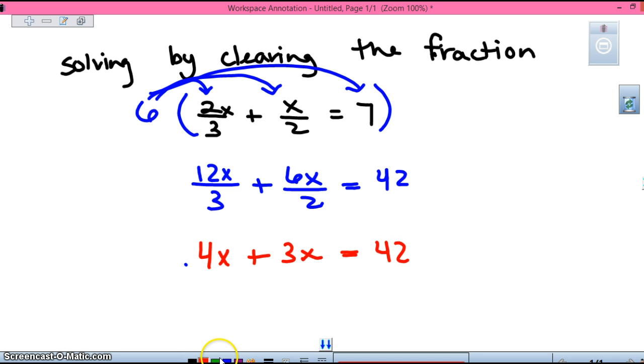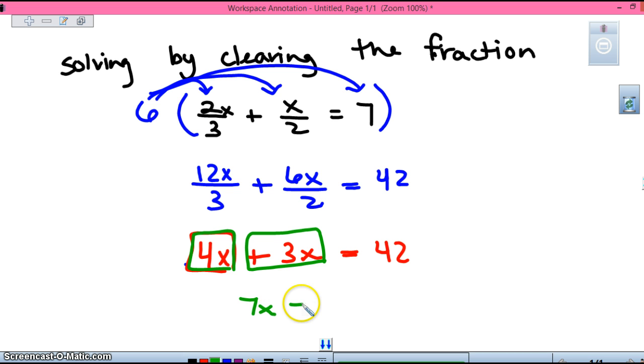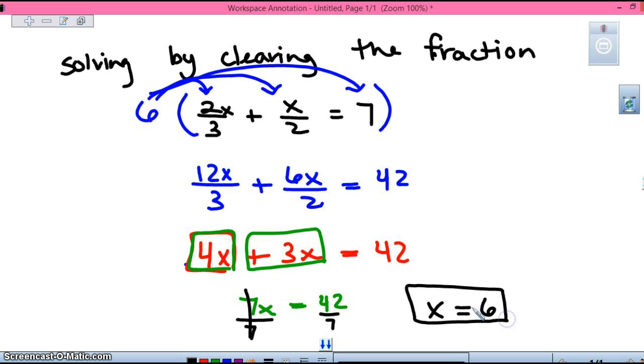Do we have common like terms? Okay. Let's add our like terms. So 4 plus 3 is 7x equals 42. And we finish up by dividing by 7. This means x equals 6. Did we get the same answer as before? Yes, this is called clearing the fraction.